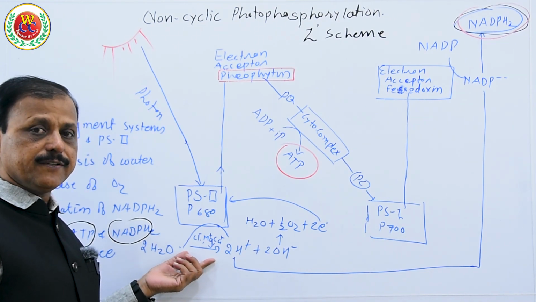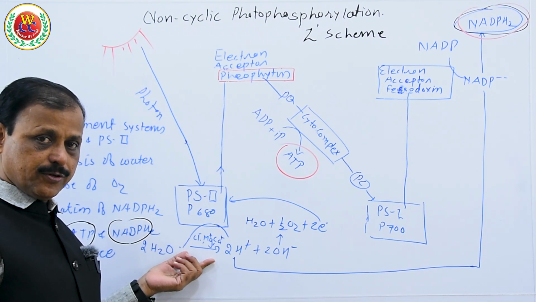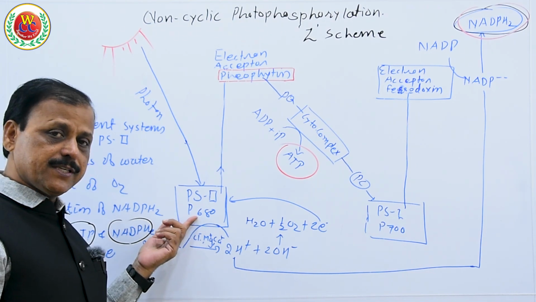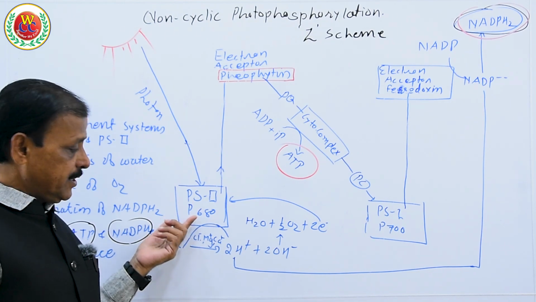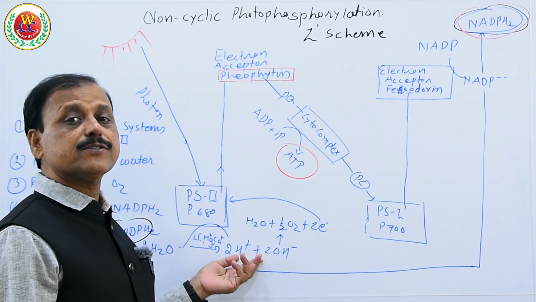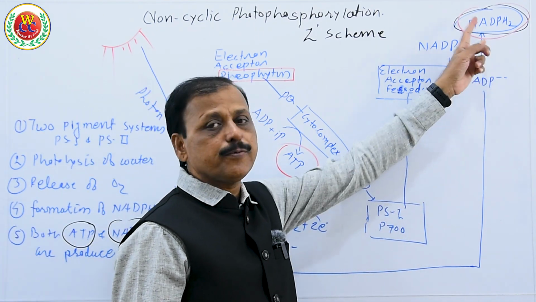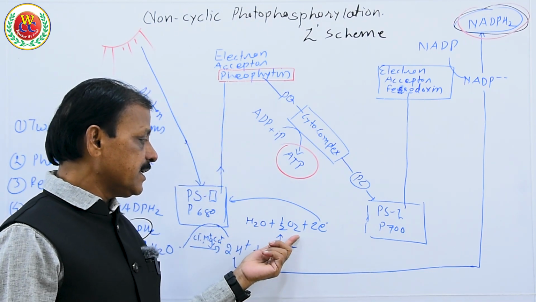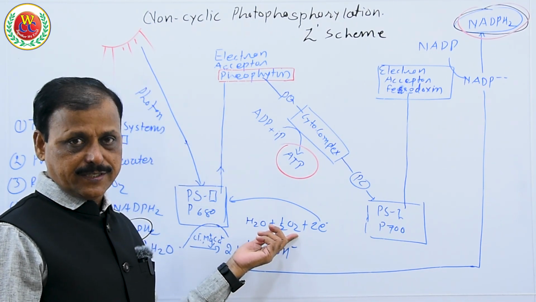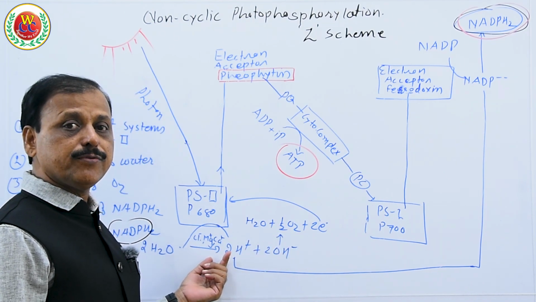Photolysis of water occurs in the grana lumen or thylakoid lumen. Which pigment system carries it out? PS2. What is the significance of photolysis of water? It releases hydrogen ions to reduce NADP to form NADPH2, as well as releasing atmospheric oxygen. So photolysis of water is a very important ongoing process.